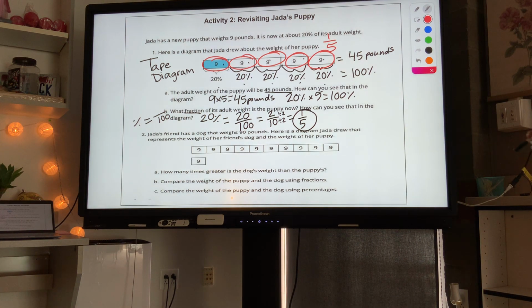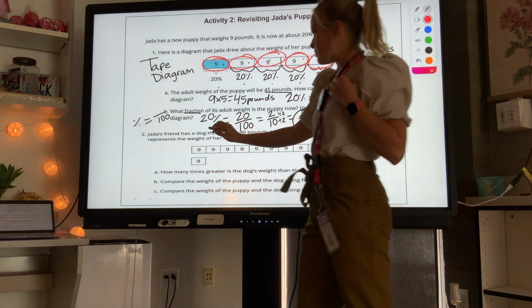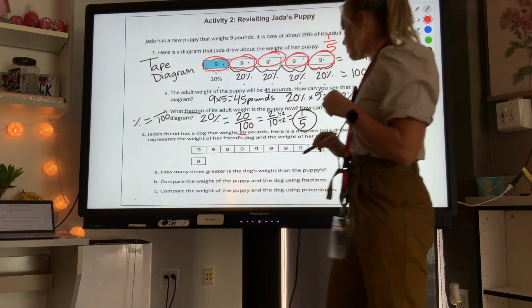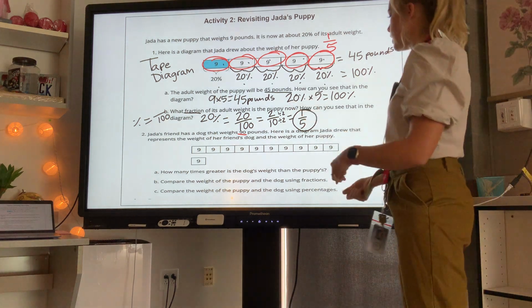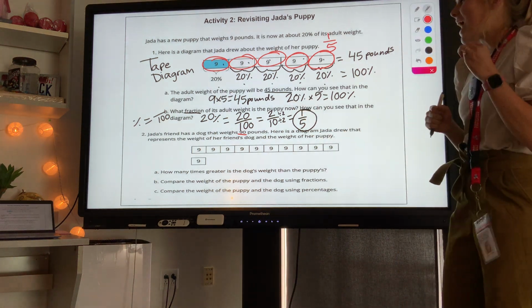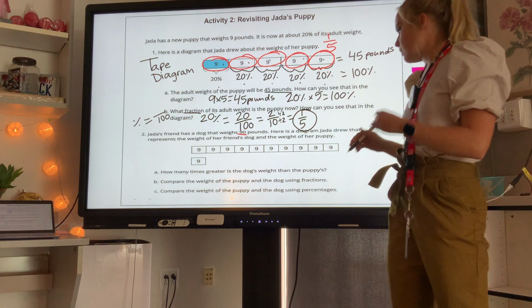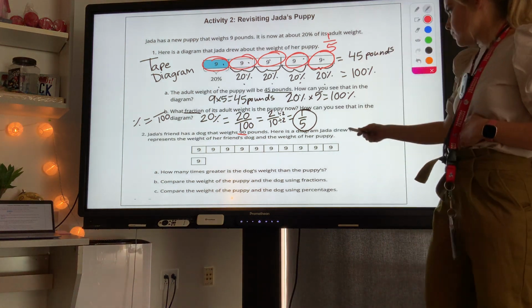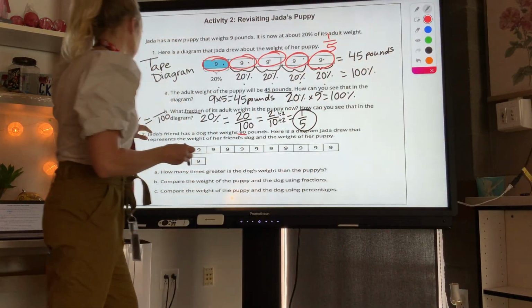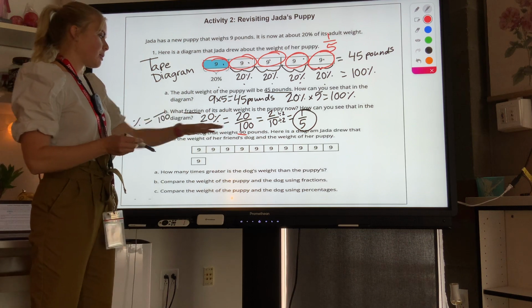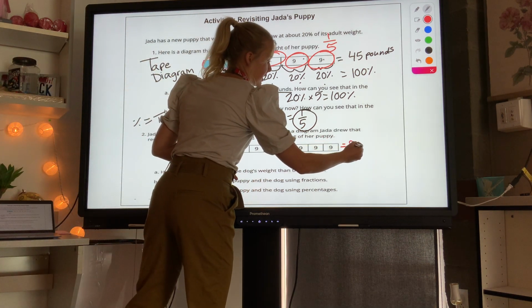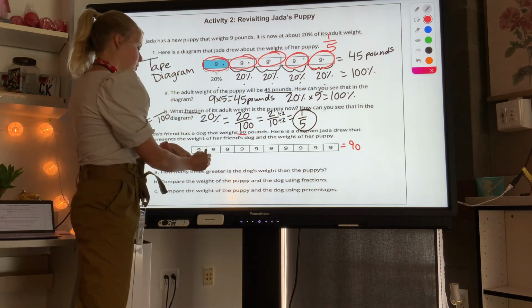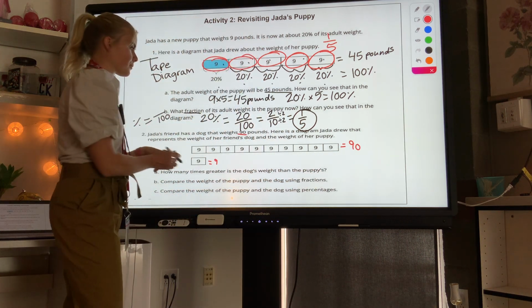Okay, number 2. Jada's friend has a dog that weighs 90 pounds. Here's a diagram Jada drew that represents the weight of her friend's dog and the weight of her puppy. How many times greater is the dog's weight than the puppy's? So again, let's read it again to make sure we understand. Jada's friend has a dog that weighs 90 pounds. So this one, there's 10 nines here. This is equaling 90 pounds. And this one is just equaling 9, right?